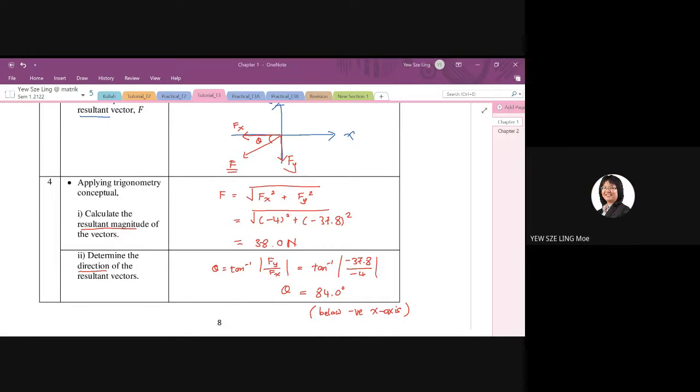Madam, it's better to take 2 or 1 decimal places. Better 2. Yeah, better 2. Okay, for this one, because the answer scheme rounds it up to 1 decimal place, I just give you 1. But if you calculate it by yourself, you had better leave it at 2 decimal places.